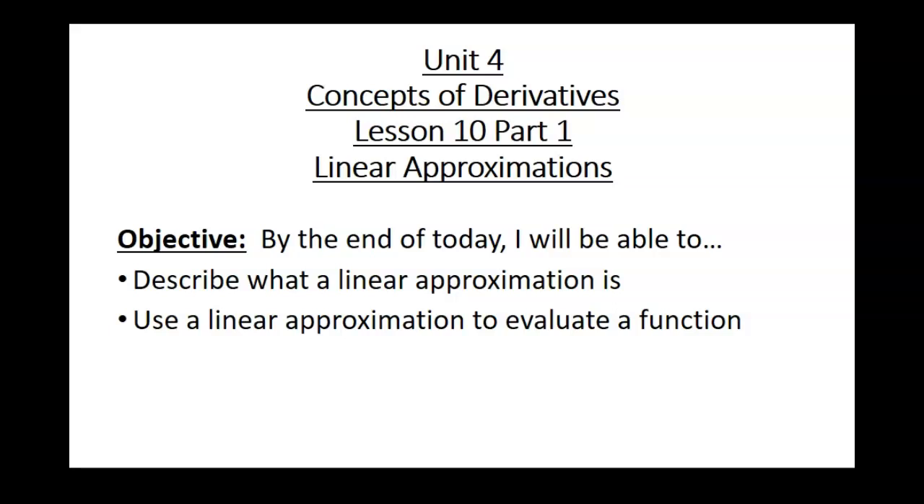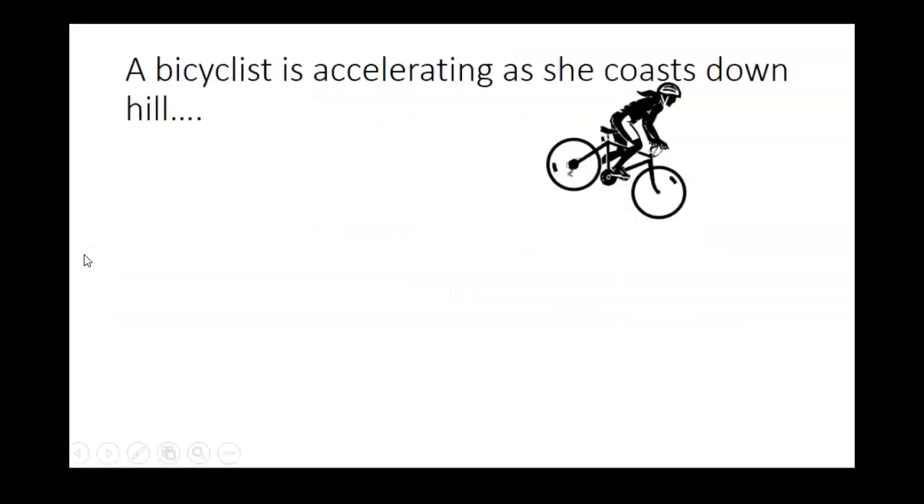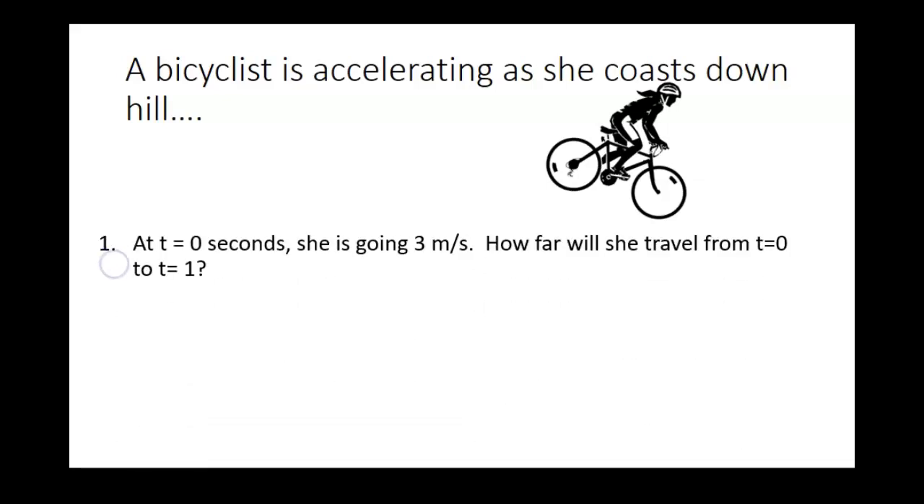So we're going to talk about these things called linear approximations today. Let's jump in. There's not much to say here. Let's develop the concept a little bit. Let's say that a bicyclist is accelerating as she coasts downhill. At t equals 0 seconds, her speed is 3 meters per second. How far will she travel from t equals 0 to t equals 1?